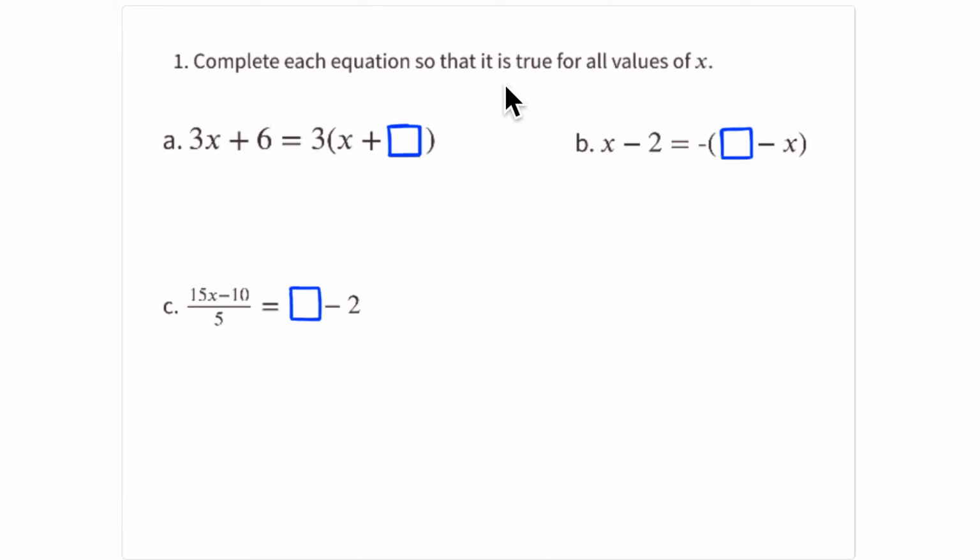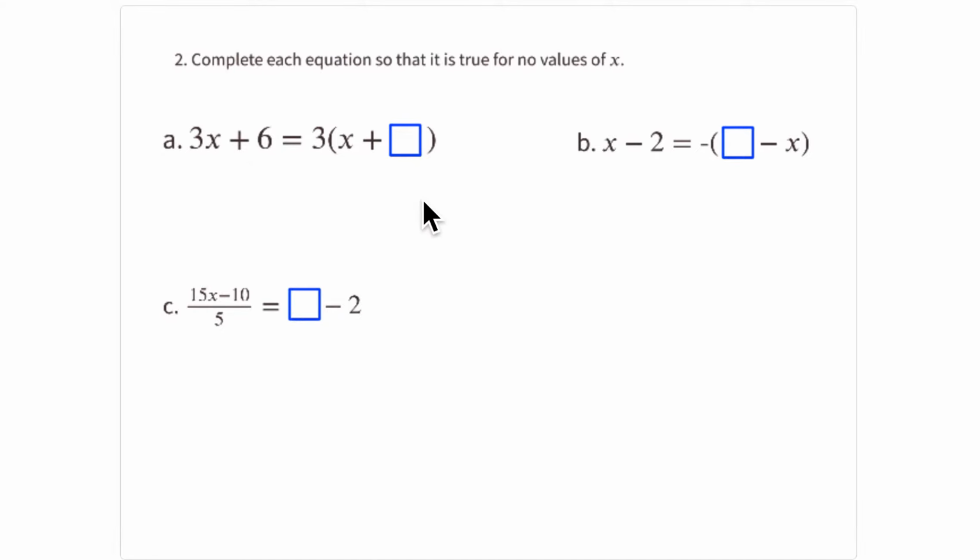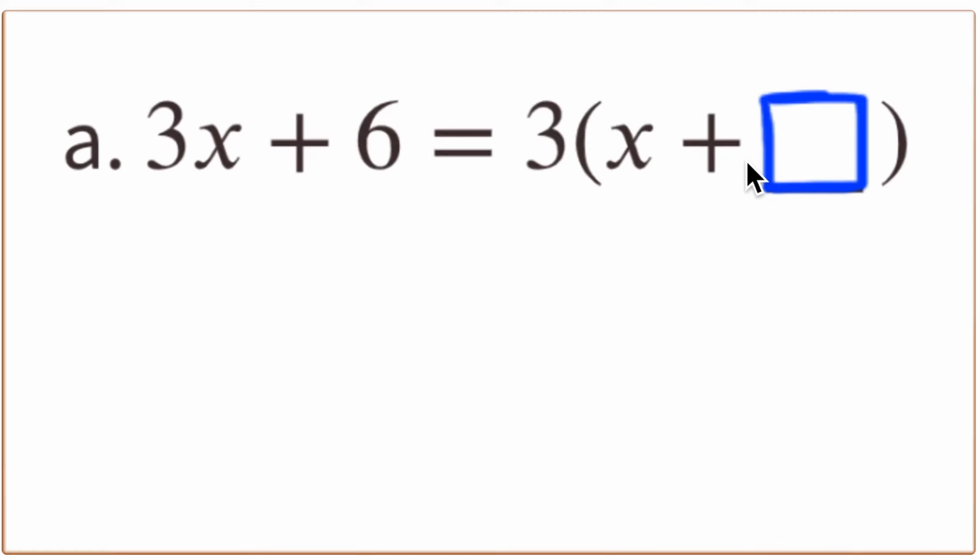of x make the equation true, or complete the right side, the expression on the right side, so that it's not equal to the left side. And in that case, there are no values of x that will make these equations true. So let's see what that means, actually.